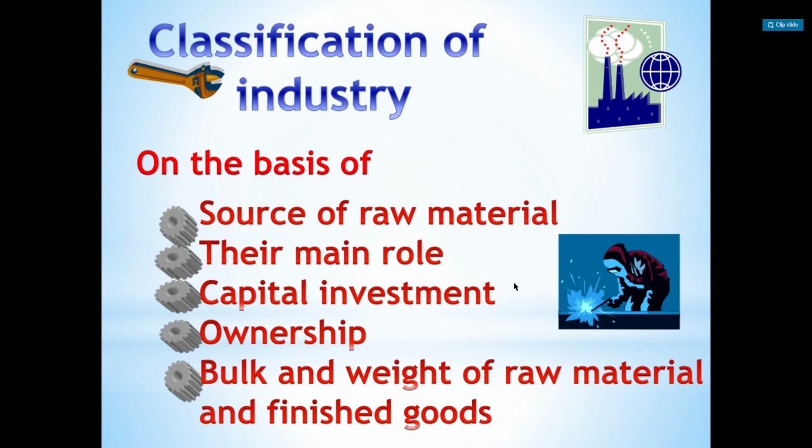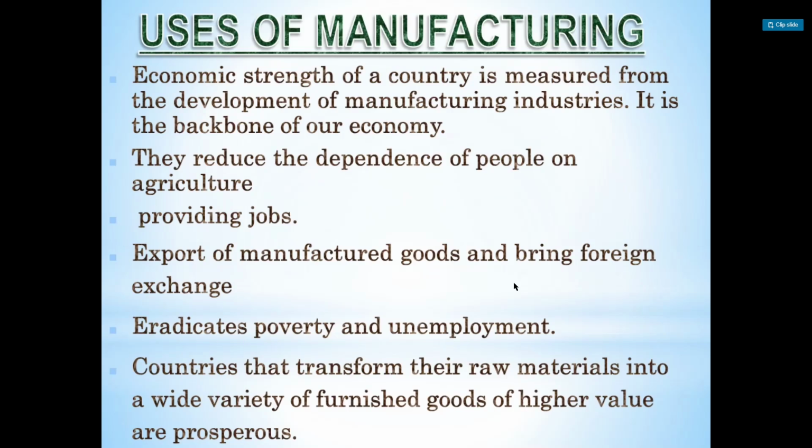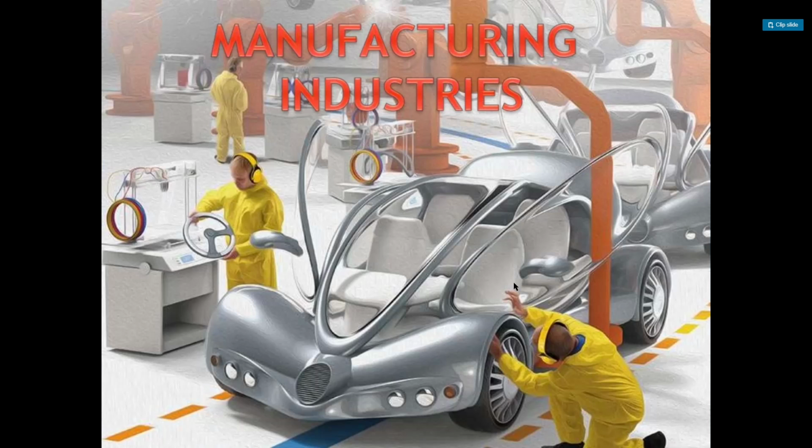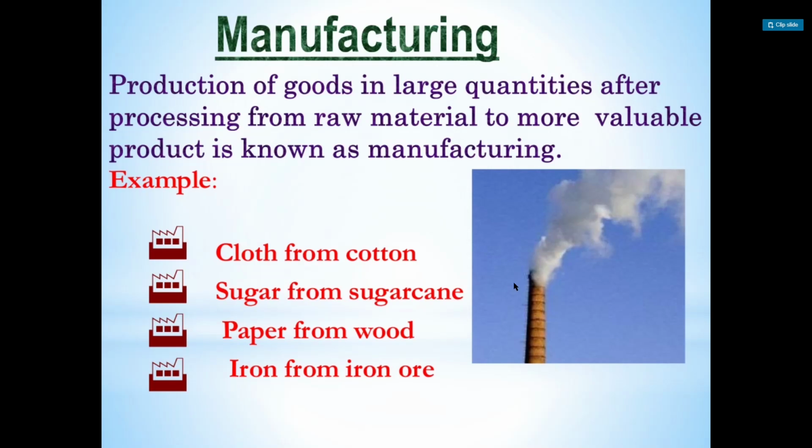Yesterday we started topic number 1, importance of manufacturing, industrial location, and classification of industries. Let's recapitulate what we studied yesterday, so let's start from the beginning. What is manufacturing? Production of goods in large quantities after processing from raw material to more valuable product is known as manufacturing. Examples are cloth from cotton, sugar from sugarcane, and all that.